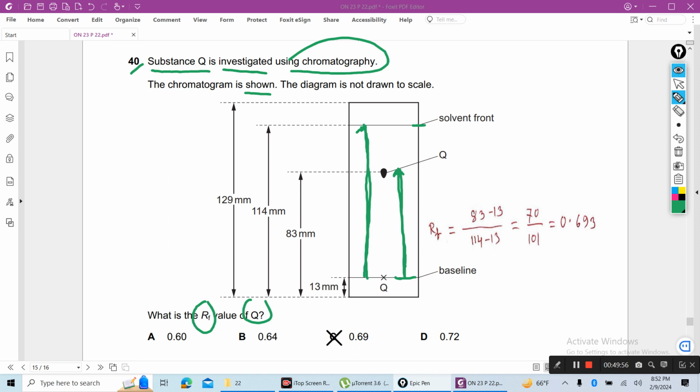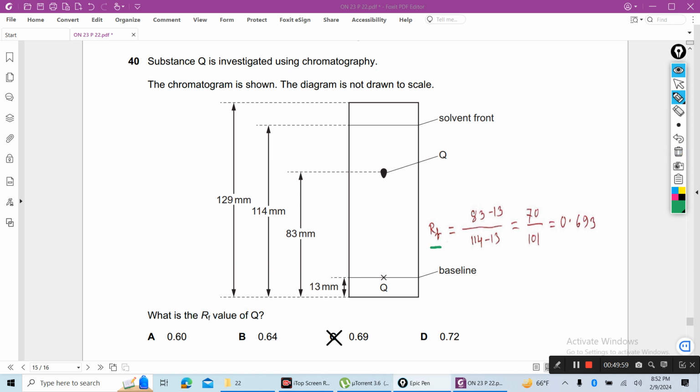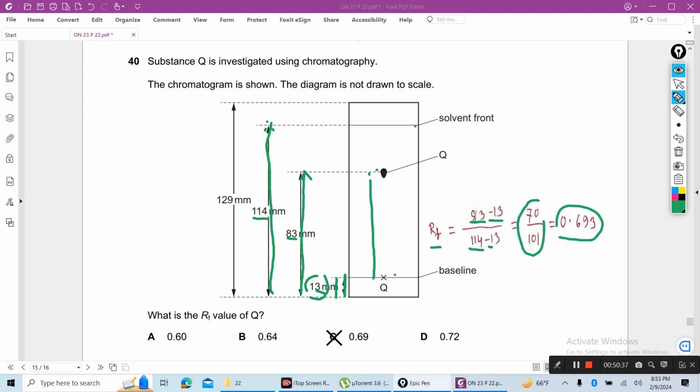So now count it. RF equals, I have to measure this distance, and the scale goes from this to this, 83, so 83 minus 13, here 13, so minus 13. Then the solvent front distance is from this to this, 114 minus 13. If we calculate, we get an RF value of 0.69. This means C is the correct answer.